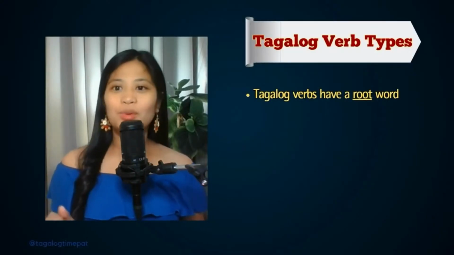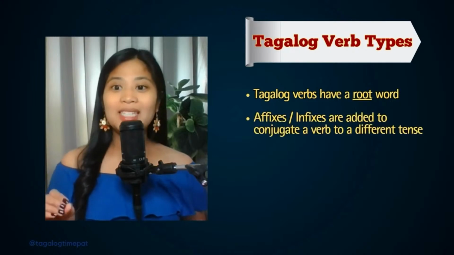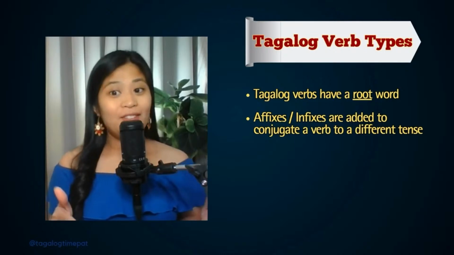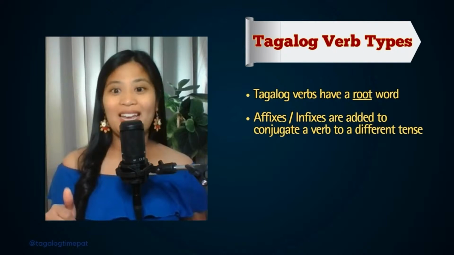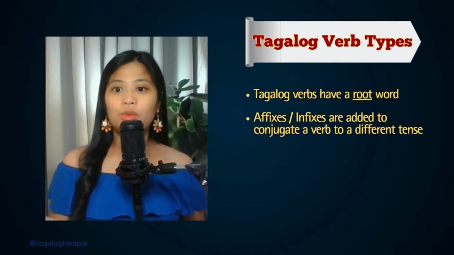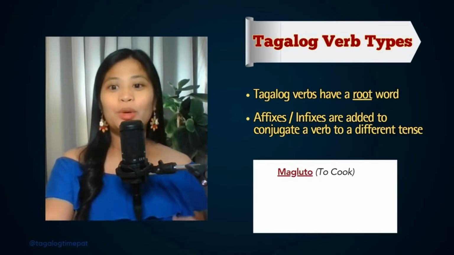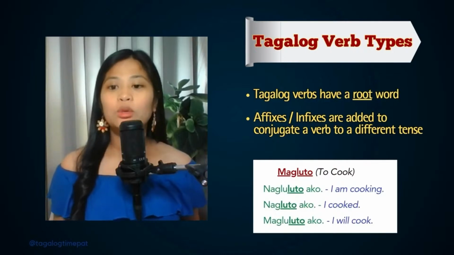Okay, so now just a review that all Tagalog verbs have a root, and then something is added to them, whether it's an affix at the beginning, maybe an infix in the middle, or even a suffix at the end, which we will see today. So something is added to the root to conjugate it to a different tense. So for example, the word magluto, to cook. In the present tense, it's nagluluto ako.